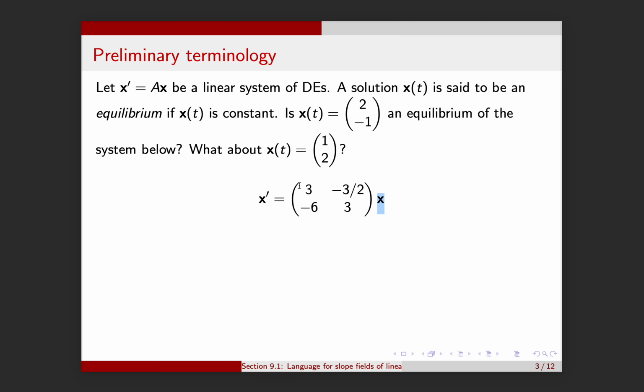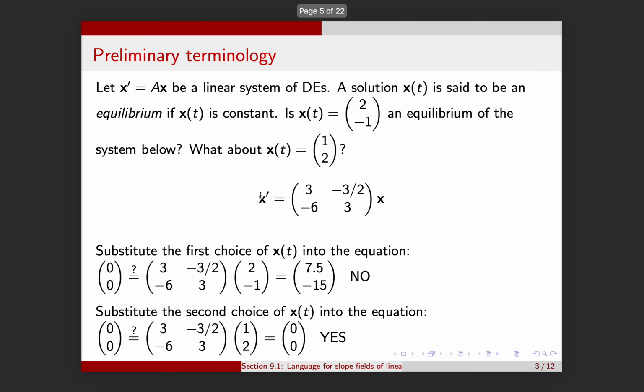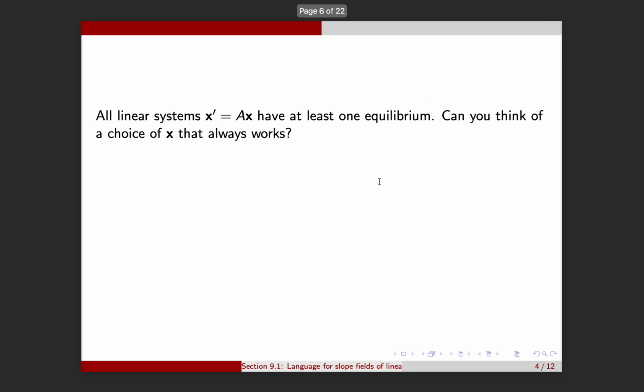So x would go there. The derivative of a constant is 0, so 0 goes there. So this first vector here, if you plug it in for x and do the matrix multiplication, you get 3 times 2, and then -3/2 times -1 gives you a positive 7.5. Well, that's not 0, and neither is the second entry. But if you put a 1 there and a 2 there, 3 times 1 minus 3/2 times 2 gives you a 0, and then the other one's also 0. So 1, 2 is an equilibrium of this system here. Same concept as chapter 2, a constant solution of, in this case, a system of differential equations.